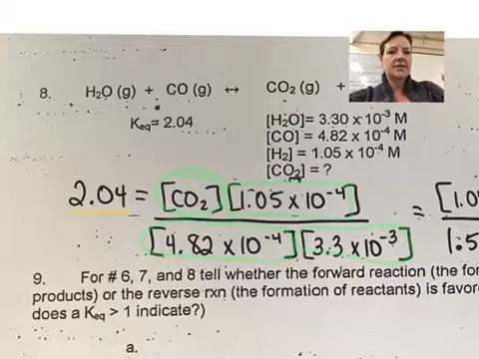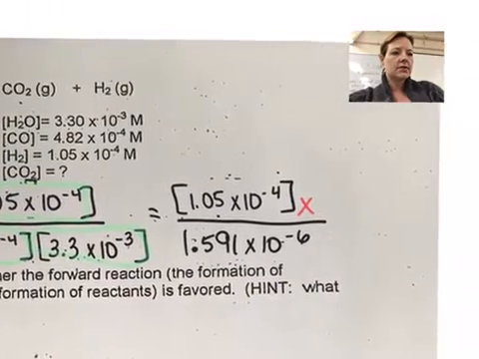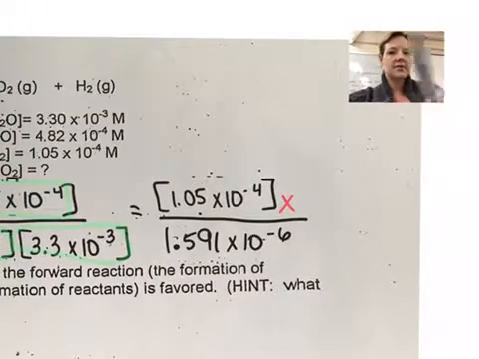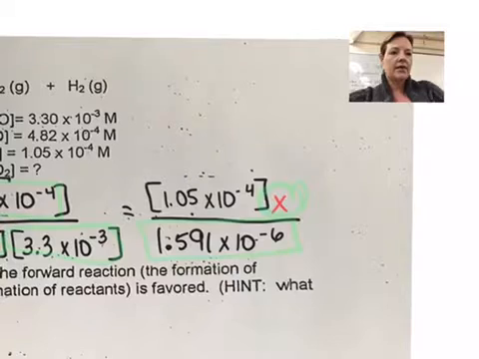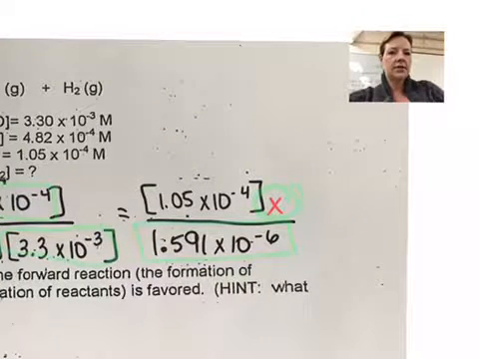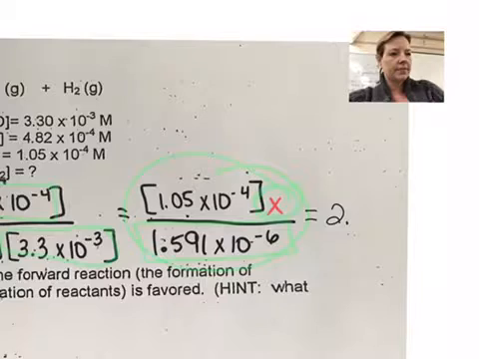Now, once you've got that set up, I first have it set to solving for my x, and I find out what my denominator is. So I went ahead and multiplied those two numbers in the denominator. Now, this whole thing right here is set equal to 2.04.